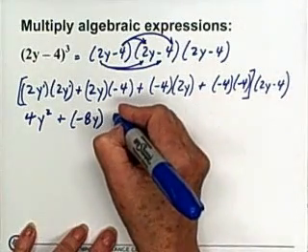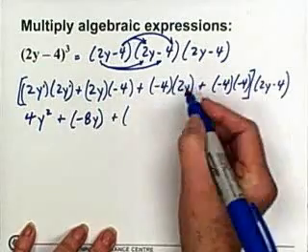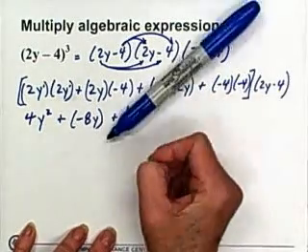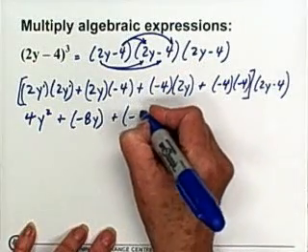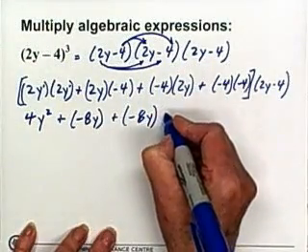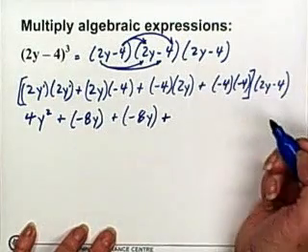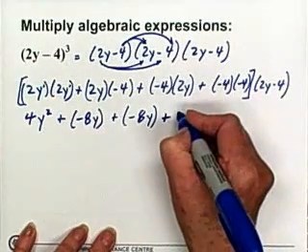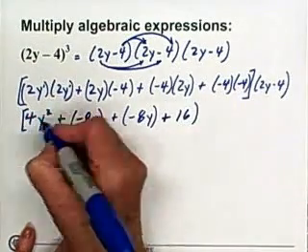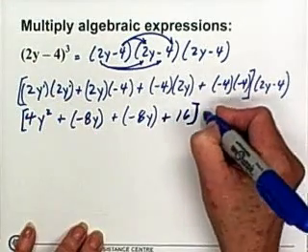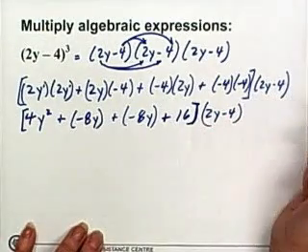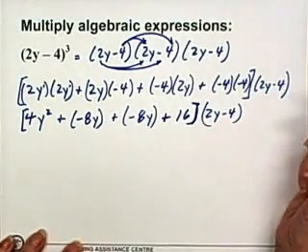For the next one, we have plus. Now we have minus 4 times 2y, same as here, becomes minus 8y. And we have plus minus 4 times minus 4, which is plus 16. Now this whole thing is multiplied by 2y minus 4. It's always important to remember that little thing at the back there, okay?